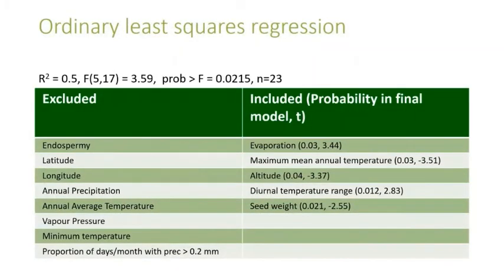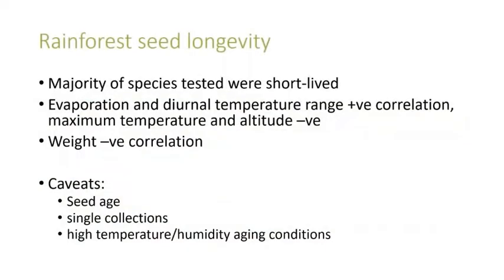In terms of our ordinary least squares regression, the model performance was moderate with an R-squared value of 0.5, but it was certainly significant with an F value of 0.02. The variables that remained in the final model included evaporation, maximum mean annual temperature, altitude, diurnal temperature range, and the seed weight. The majority of species we tested were predicted to be shorter lived.